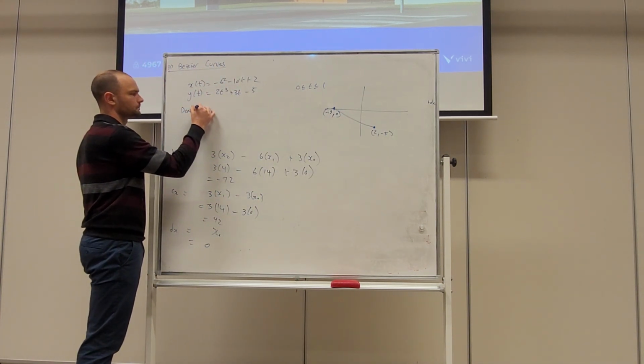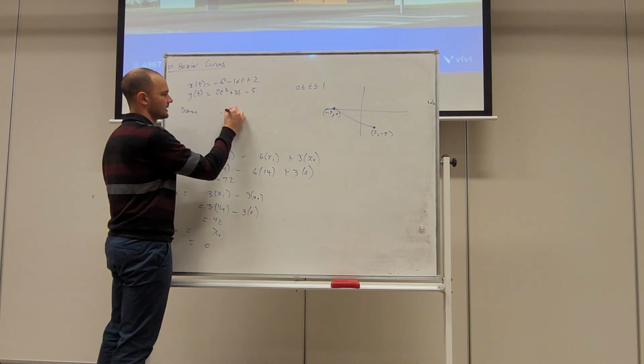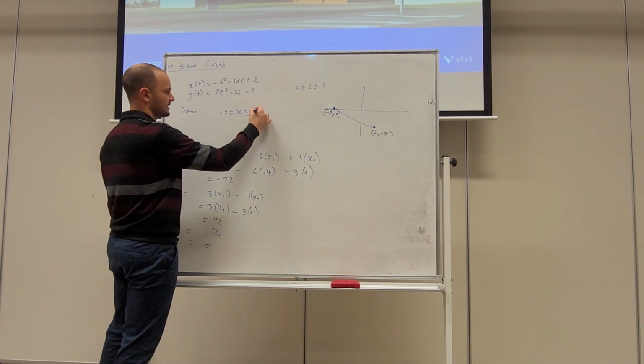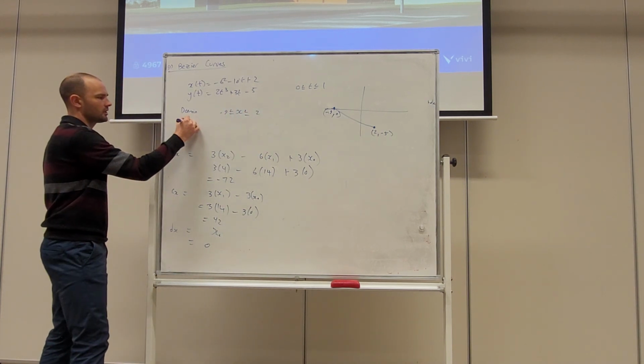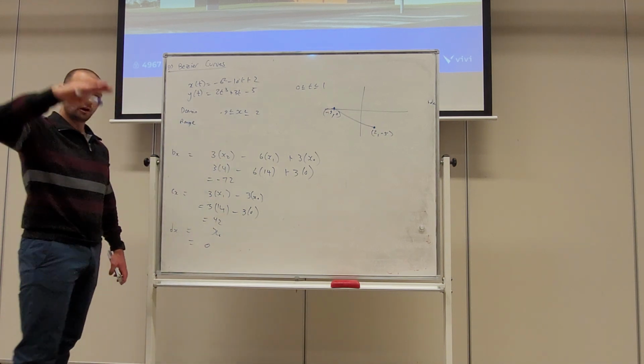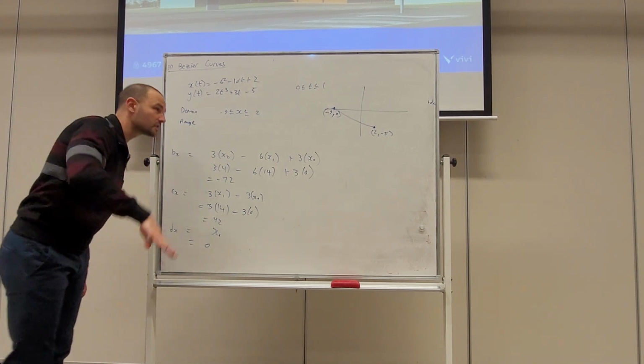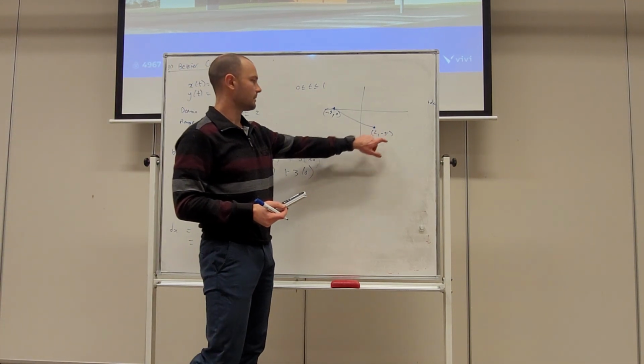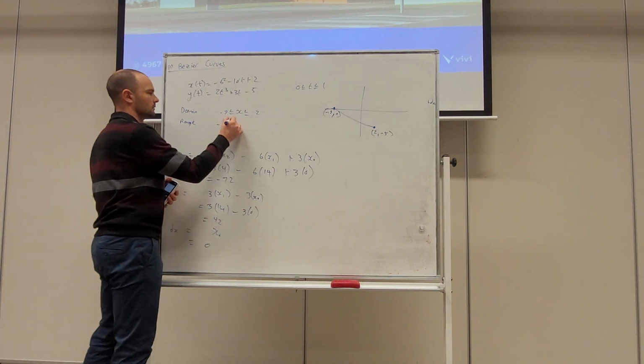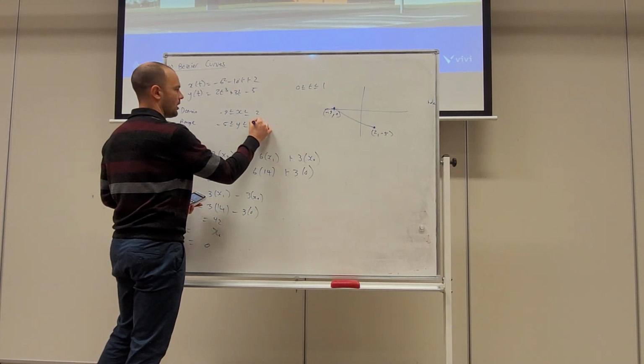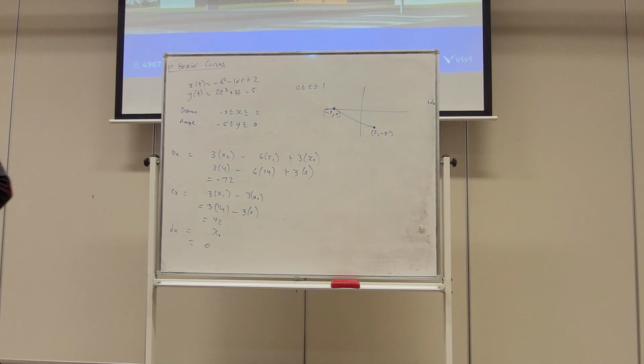So the domain will have minus 9 less than or equal to the x value, which is less than or equal to 2. And the range, possible y values. Now the lowest y value is the point closest to the bottom of the graph. That's going to be minus 5. And the highest y value is 0.